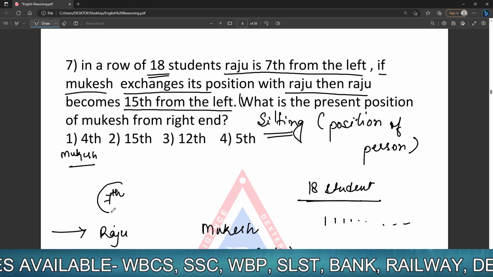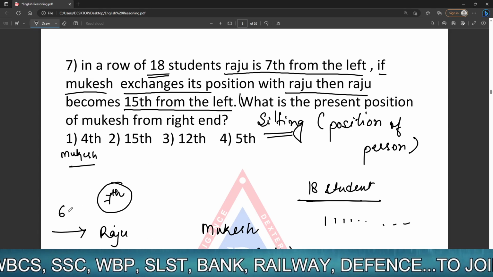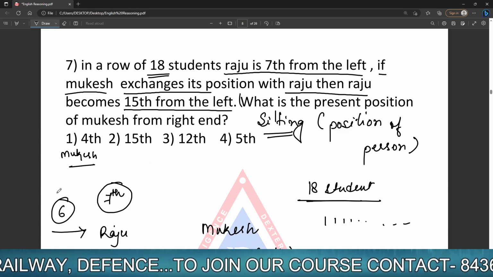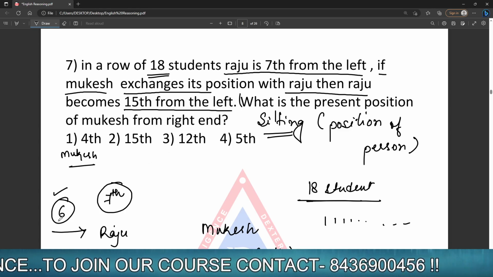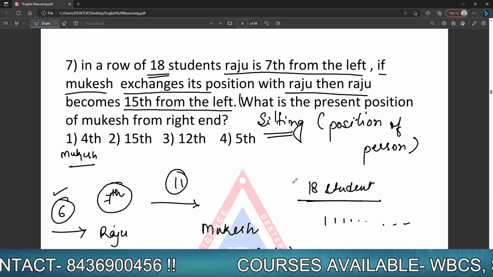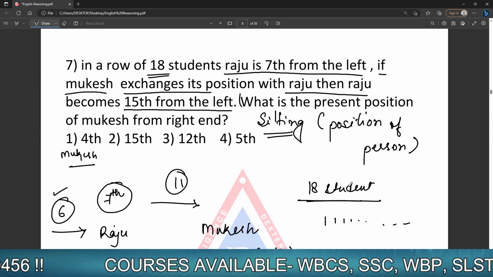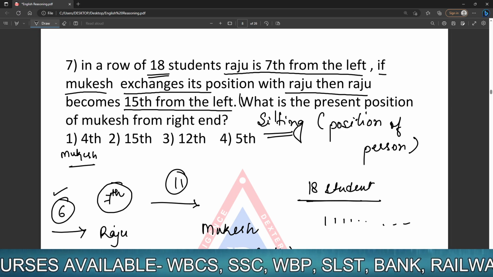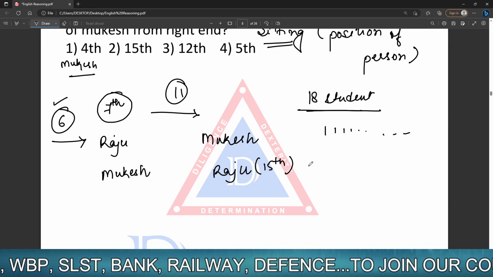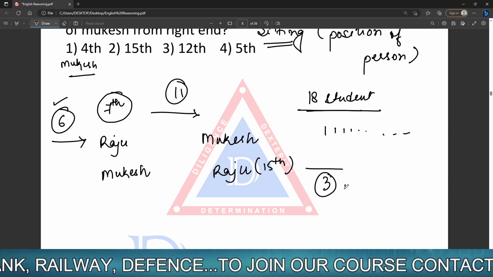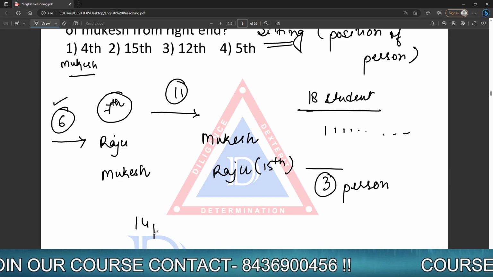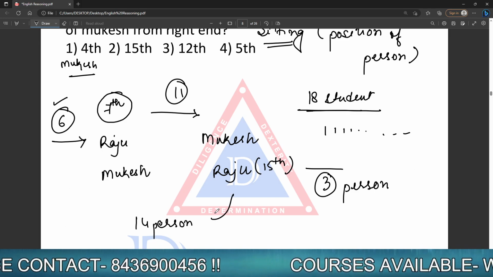If he is 7th from the left, that means 6 persons are to the left of Raju, and to the right of Raju there should be 11 persons. Now if Raju is 15th from the left, that means there are 3 persons to the right of Raju and 14 persons to the left of Raju.